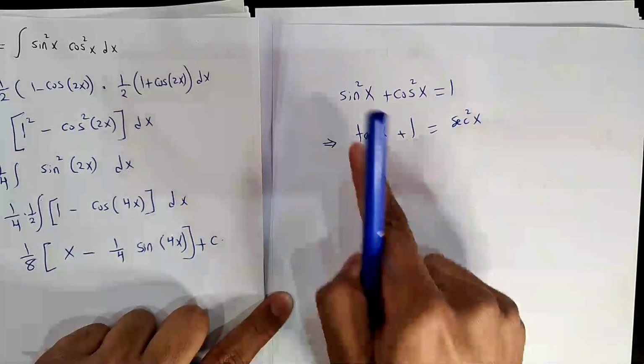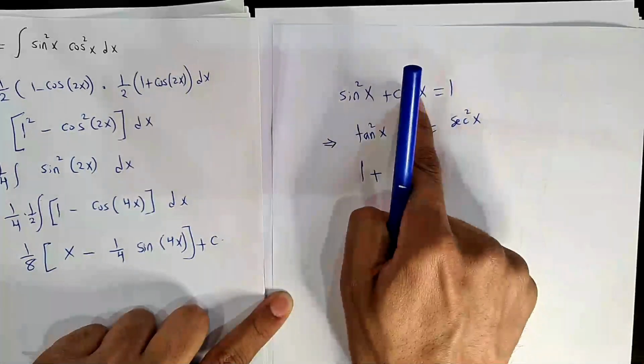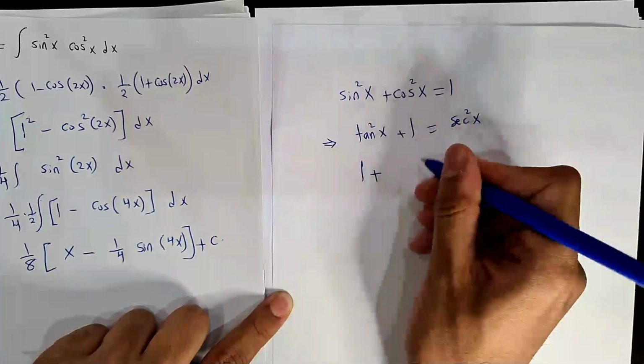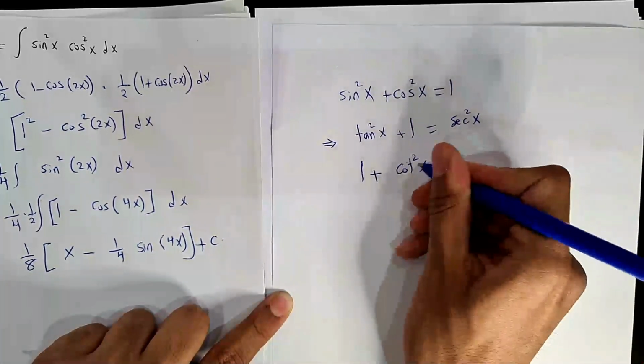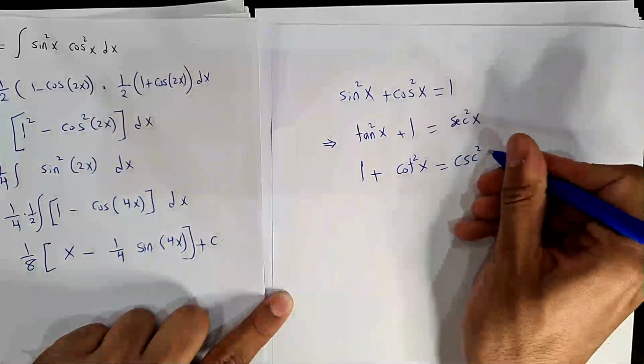Another one is given as follows. Let us divide now by sine square. I will get 1. Divide by sine square, you will get cosine over sine, that is cotan, and for sure square. Divide by sine square to get cosecant square x.